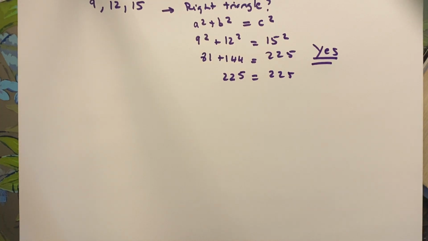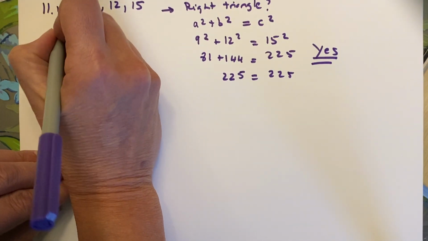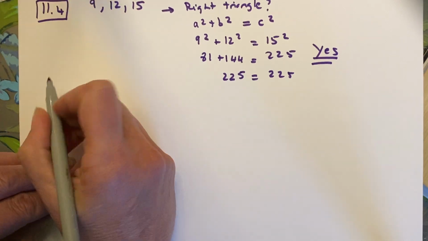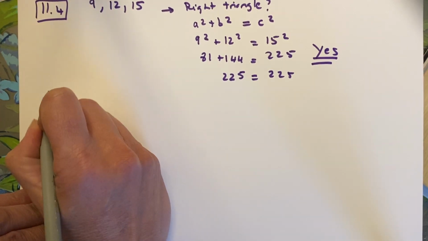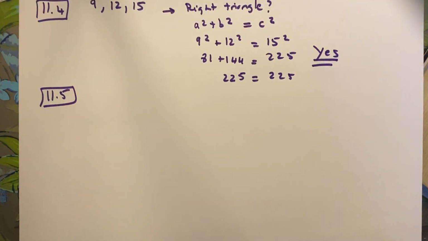All right, now let's move on to 11.5, which is the last section. This is still 11.4, and it's the kind of problem you'll have on the test. Let's move on to 11.5. And 11.5 is talking again about the distance and midpoint formulas. There are 2 types of questions. One is finding the midpoint between 2 points, and the other is the distance between 2 points.